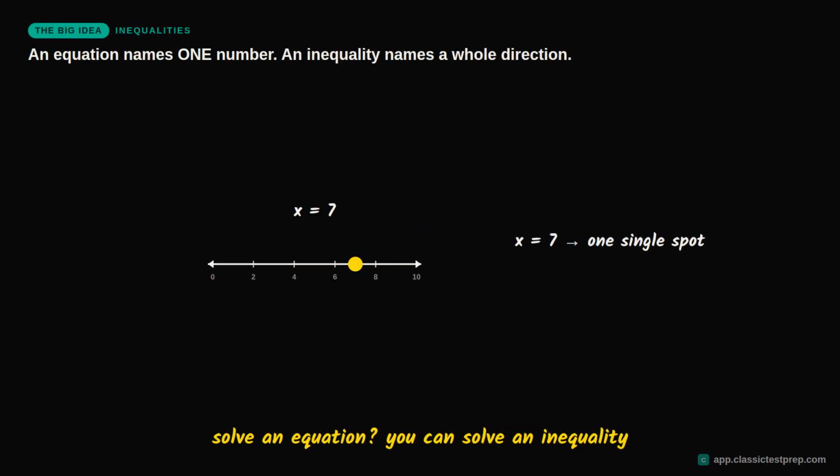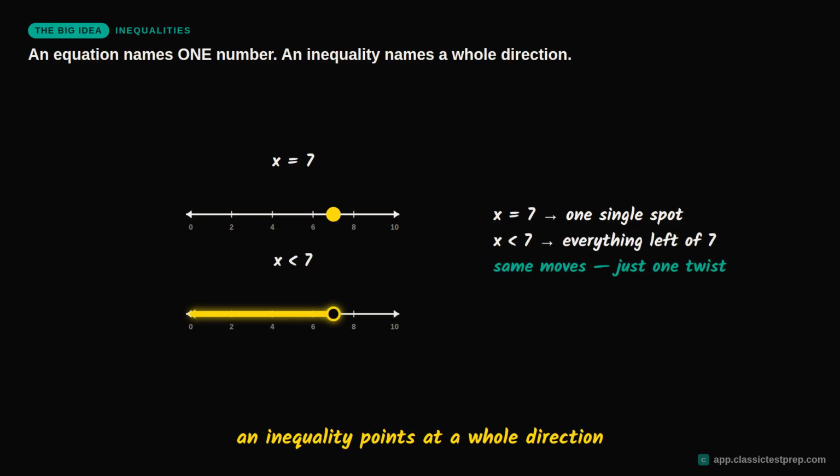If you think inequalities are confusing, here's the good news. If you can solve a regular equation, you already know almost everything you need to solve an inequality. They use the exact same moves. There's just one twist, and once you know it, these become some of the fastest points on the whole test.